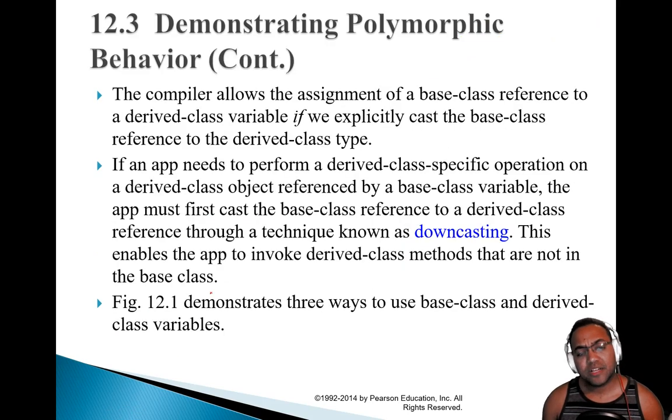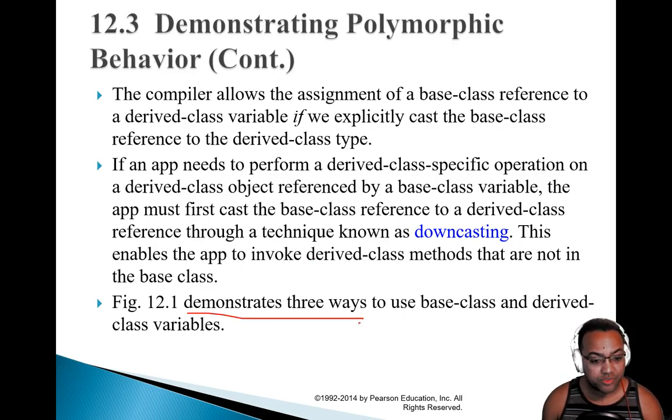The compiler allows the assignment of a base class reference to a derived class variable if we explicitly cast the base class reference to the derived class type. If an app needs to perform a derived class specific operation on a derived class object referenced by a base class variable, the app must first cast the base class variable to a derived class reference through a technique known as downcasting. This enables the app to invoke derived class methods that are not in the base class.